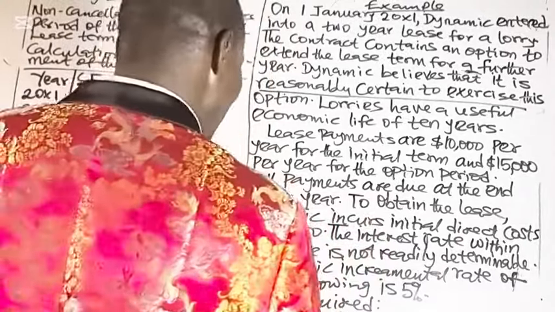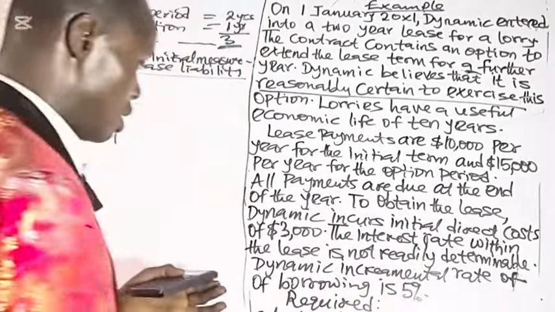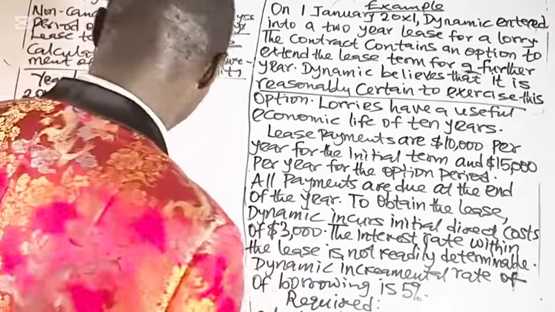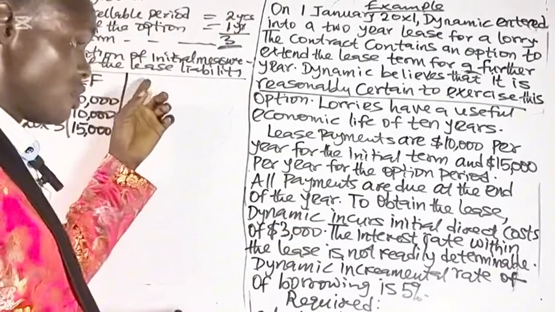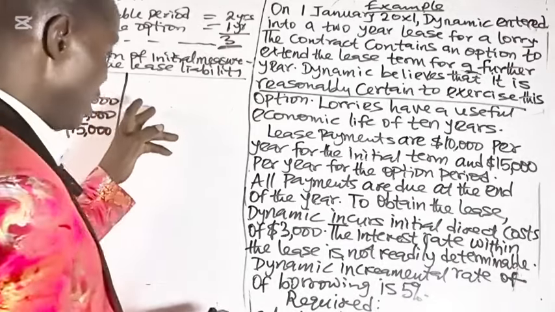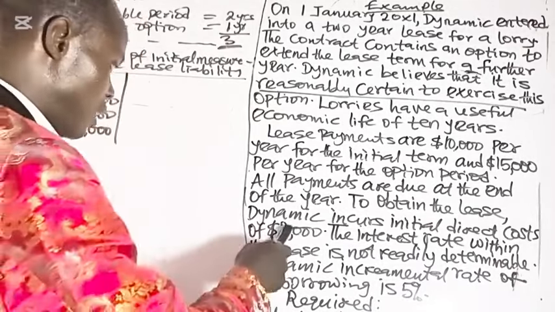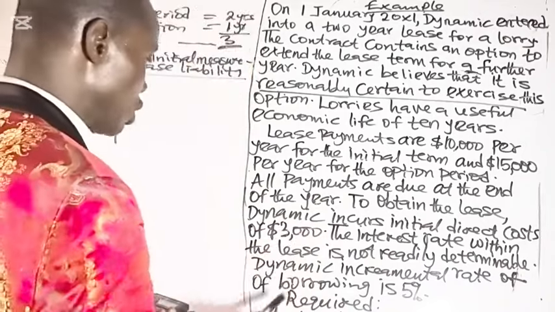To obtain the lease, Dynamic incurs initial direct cost. The initial direct cost of $3,000. Initial direct cost will not be considered when you are calculating the lease liability, the initial measurement of the lease liability. It will only be considered when measuring the right of use asset.